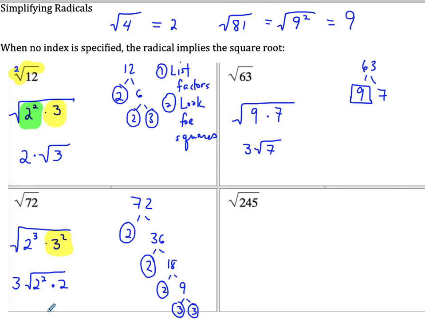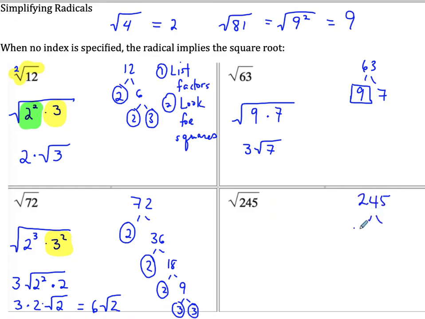Haha, sneaky. So now this 2 squared, this is a factor. So 3 times 2, right? The square root of 2 squared is 2, times the square root of 2. When I end up with multiple coefficients, multiple numbers outside, all of these terms are still just being multiplied, right? So 3 times 2 times root 2 is just 6 times root 2. Neat, right?